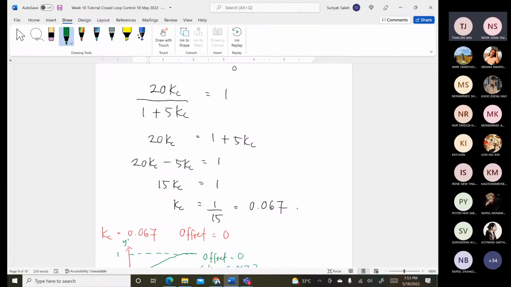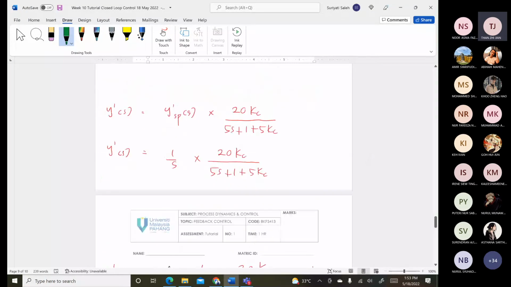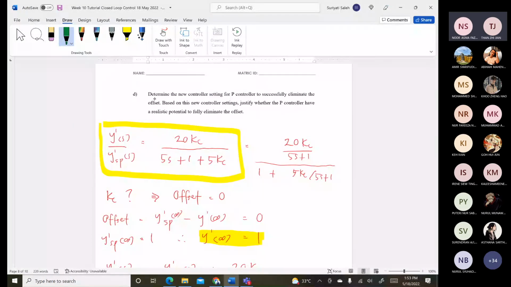So if we take a look at the question again, determine new controller setting for the P controller to successfully eliminate the offset. Eliminate the offset, this means offset must become 0. New controller setting means what is the value of the Kc. Based on this new control setting, justify whether the P controller has a realistic potential to fully eliminate the offset or not. So you need to do the justification.